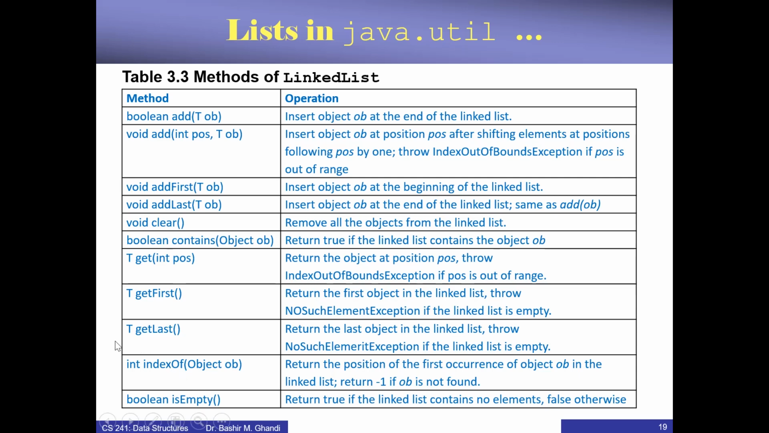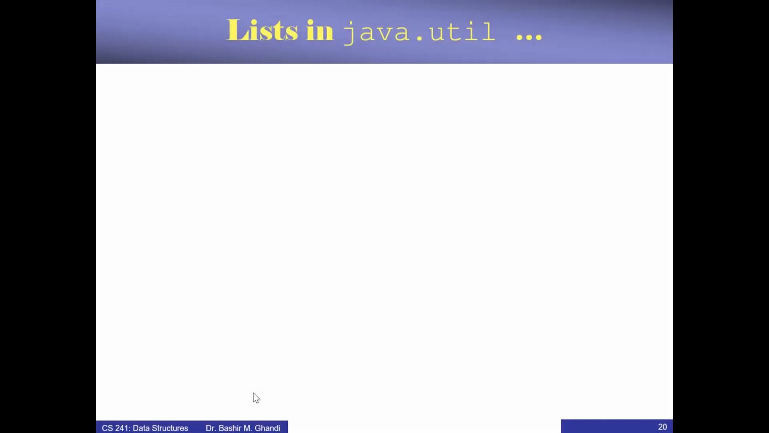But the get first and the get last, I think their meaning is obvious. It will simply return to you the info in the first node, and this one will return the info in the last node. It's empty is also obvious. Just tell you whether the list is empty or not.